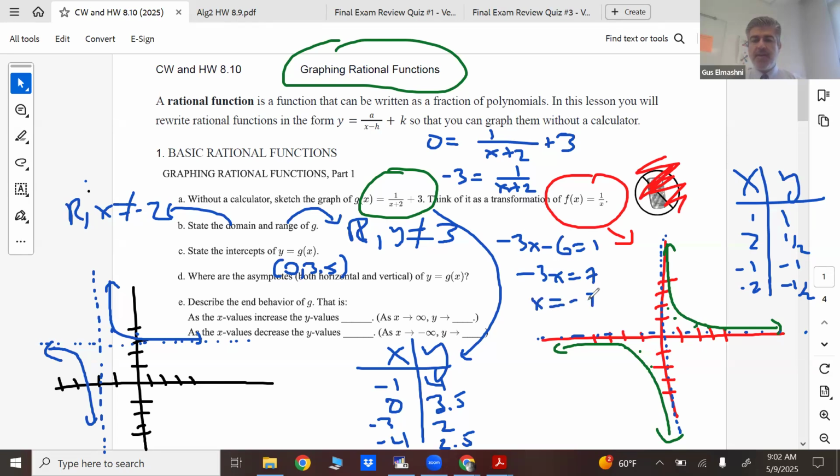I'll get to it in a moment. So -7/3, because my thoughts keep changing on that. So -7/3 is your x-intercept. Asymptotes, we got it out of the way. That's x equals -2, y equals 3. And then the end behavior: as x values increase, y values get to 3. Sorry, 3 in each case. My apologies.